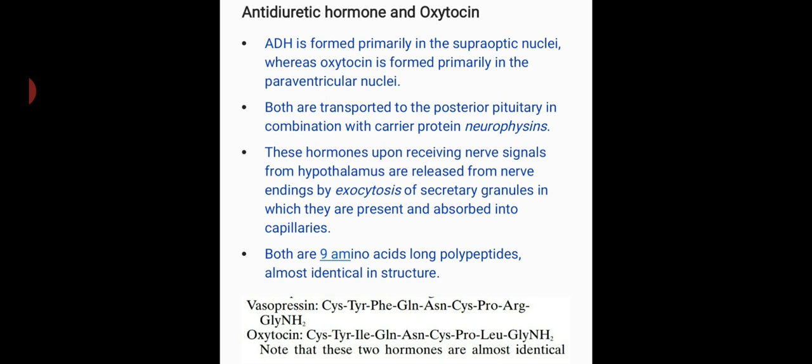In the posterior pituitary, they are present in secretory granules at the nerve endings. And once nerve signals are transmitted from the hypothalamus to the posterior pituitary, they are released by the mechanism of exocytosis and get directly absorbed into adjacent capillaries. Chemically, both are polypeptides, about 9 amino acids long and almost identical in structure.